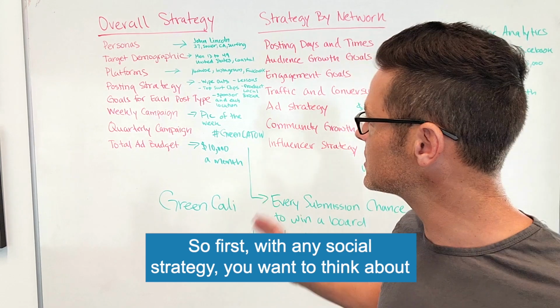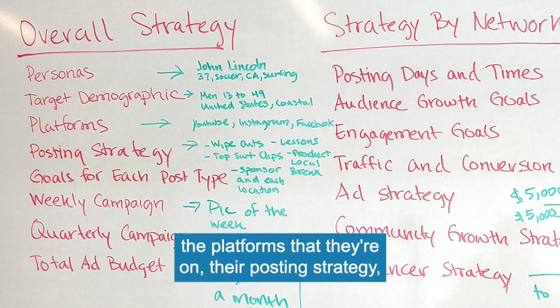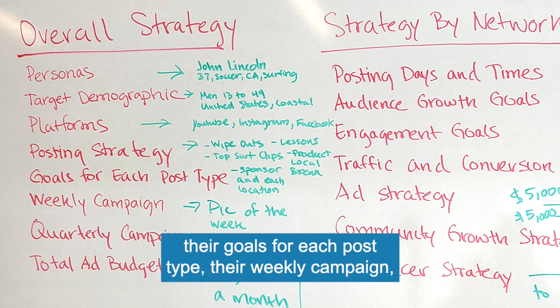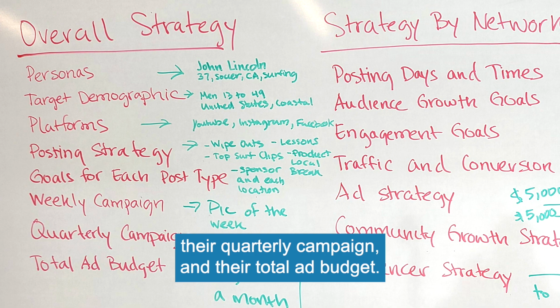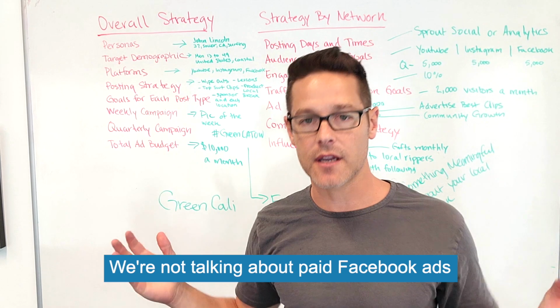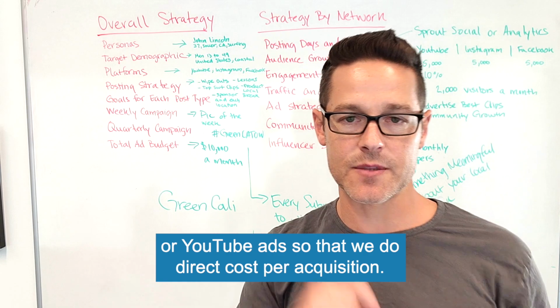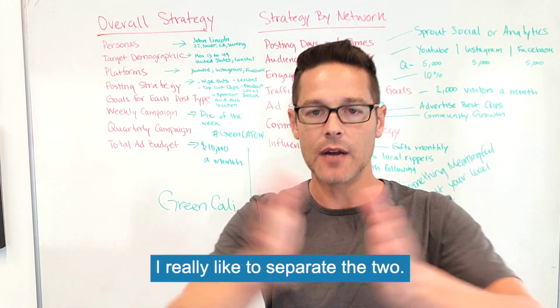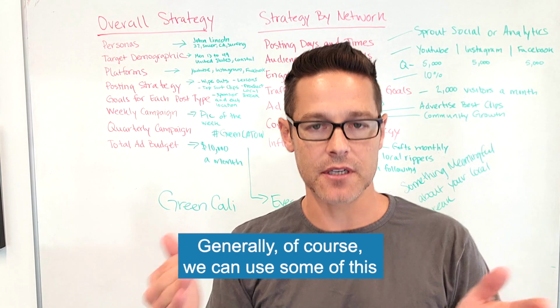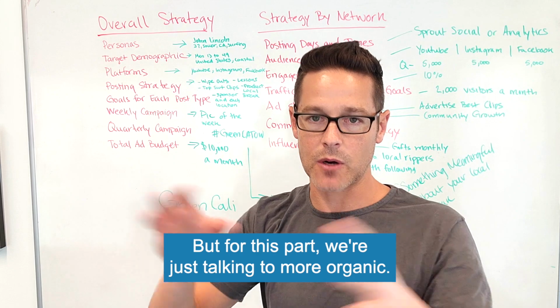So first, with any social strategy, you want to think about who's your persona, your target demographic, the platforms that they're on, their posting strategy, their goals for each post type, their weekly campaign, their quarterly campaign, and their total ad budget. Now we're talking about organic social media marketing here. We're not talking about paid Facebook ads or YouTube ads so that we do direct cost per acquisition. That's an entirely different model. I really like to separate the two. Generally, of course, we can use some of this and a lot of it actually to fuel some of the ad side, but for this part, we're just talking about organic.